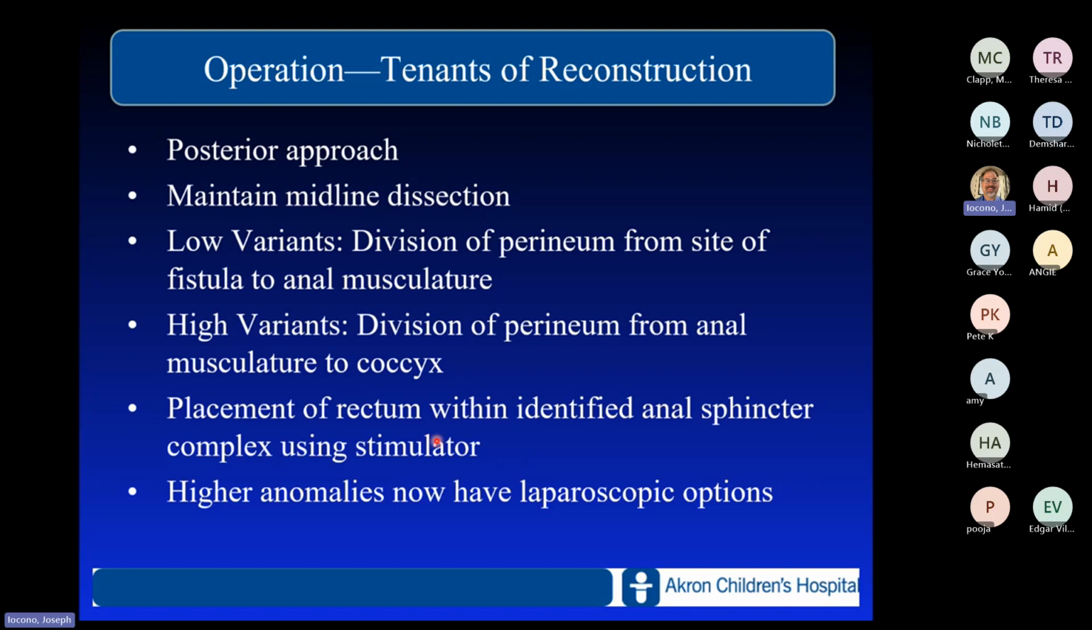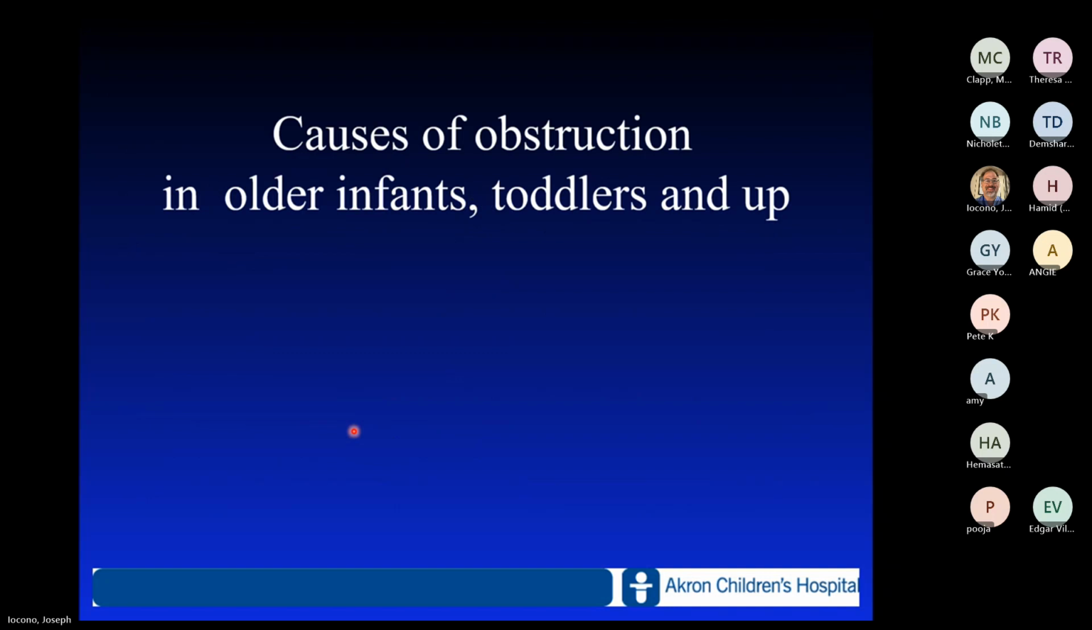Now the higher the anomaly, if your anomaly is intraperitoneal as opposed to extraperitoneal, below the peritoneal reflection, then you can do them laparoscopically. It doesn't make sense to do it laparoscopically if it's a distal enough anomaly that you don't need to enter the abdomen. All right. I'm going to keep going.